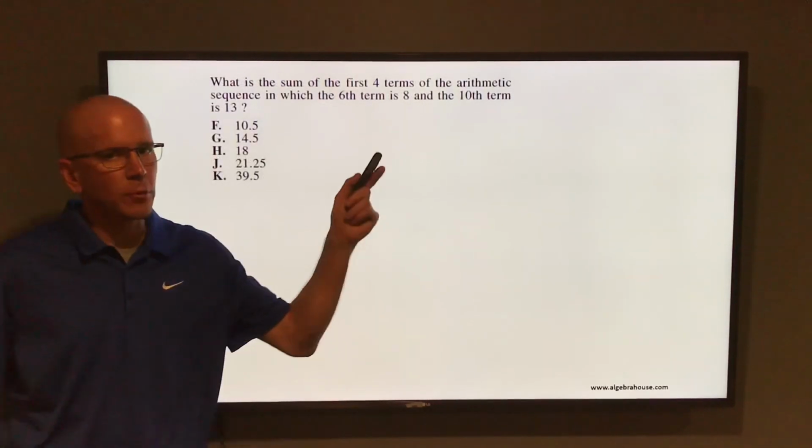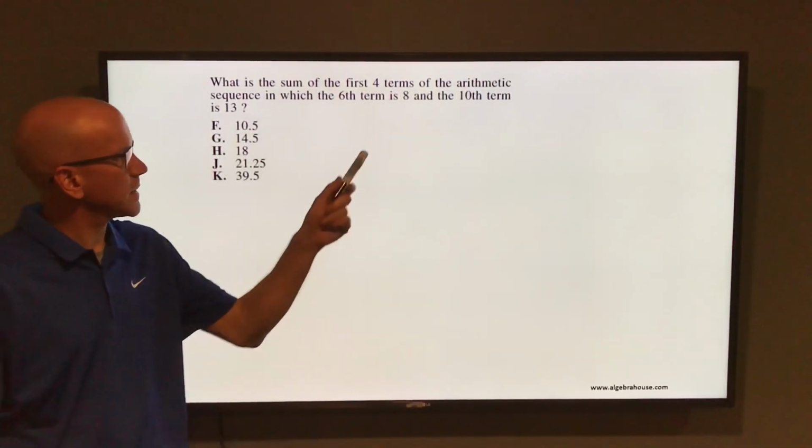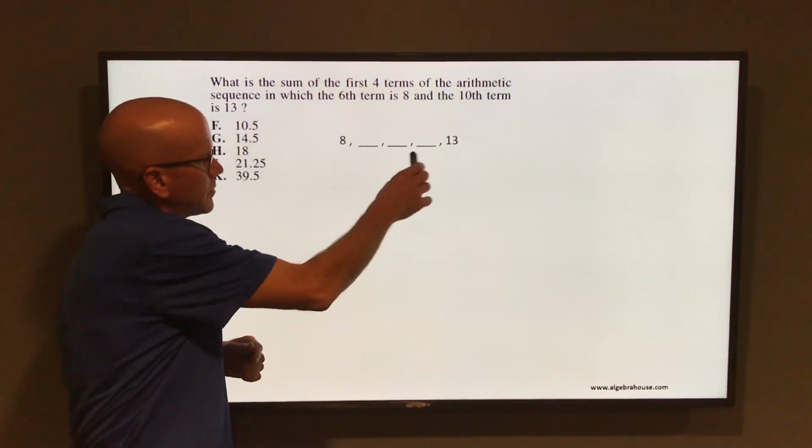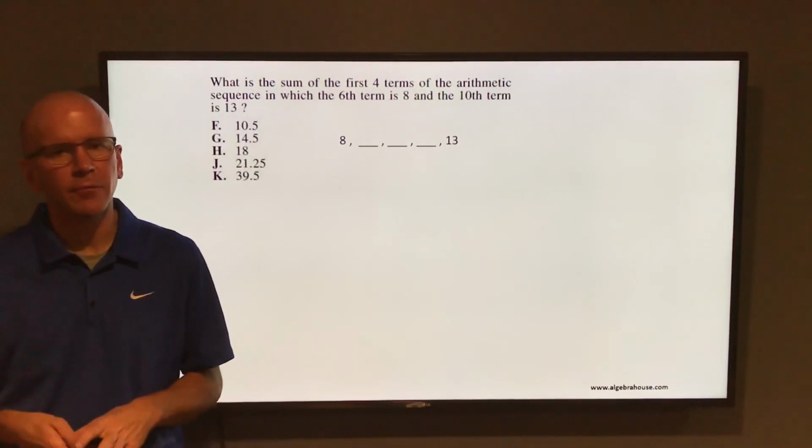What is the sum of the first four terms of the arithmetic sequence in which the 6th term is 8 and the 10th term is 13? So once again, the 6th term is 8, the 10th term is 13. We need to find the sum of the first four terms.